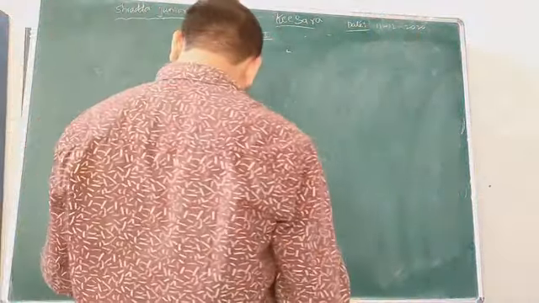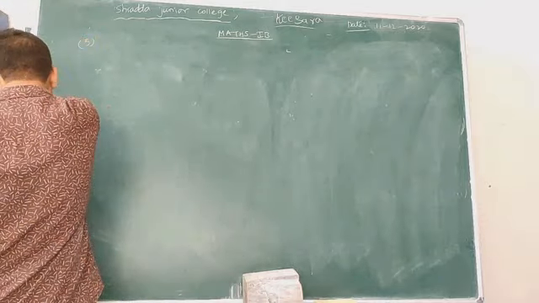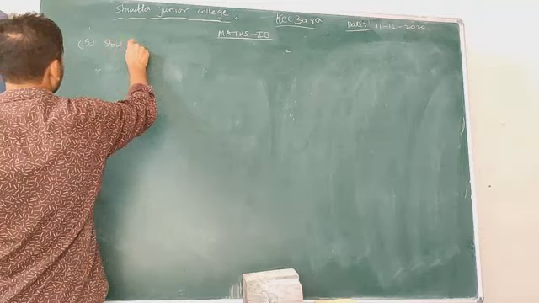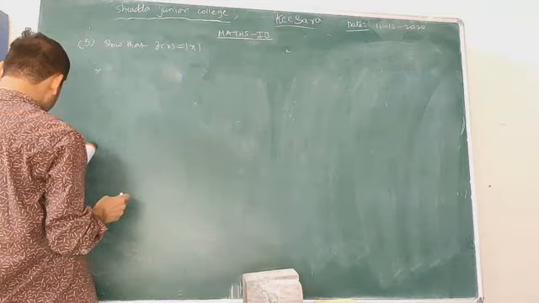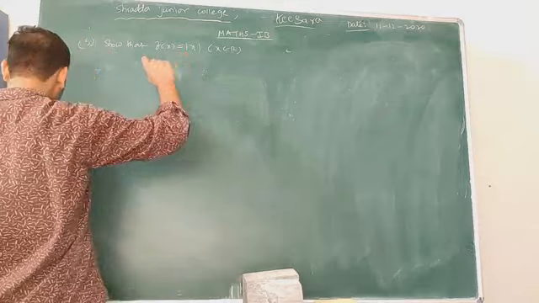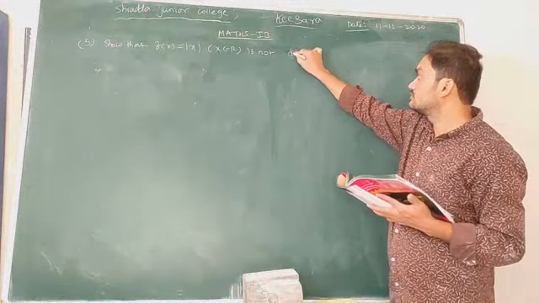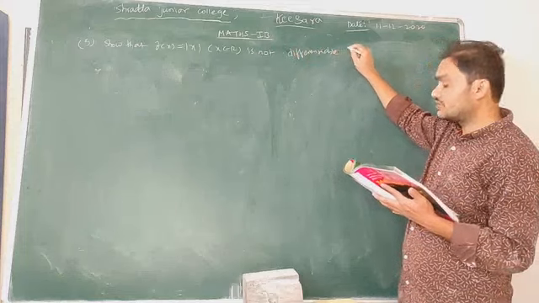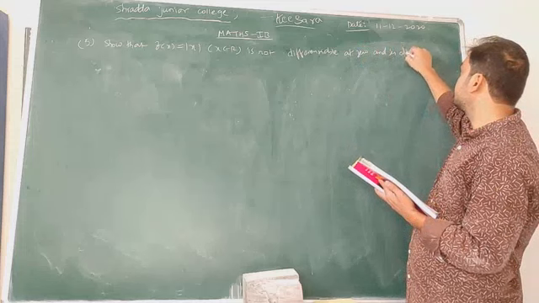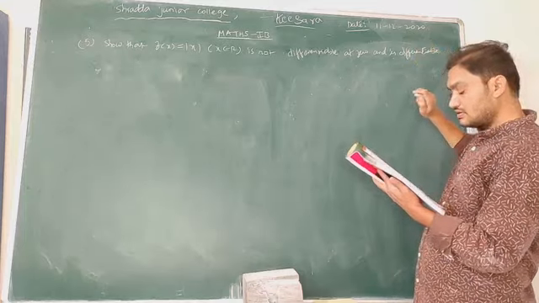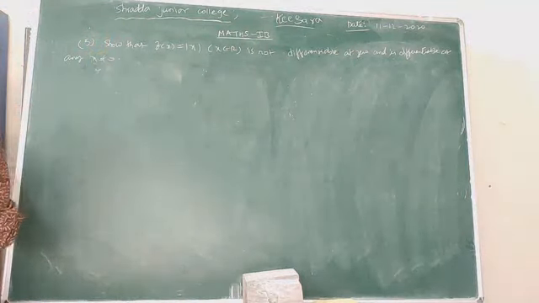Next problem. Problem number 5. Show that f of x equals mod x, where x belongs to capital R, is not differentiable at 0 and is differentiable at any x not equal to 0.